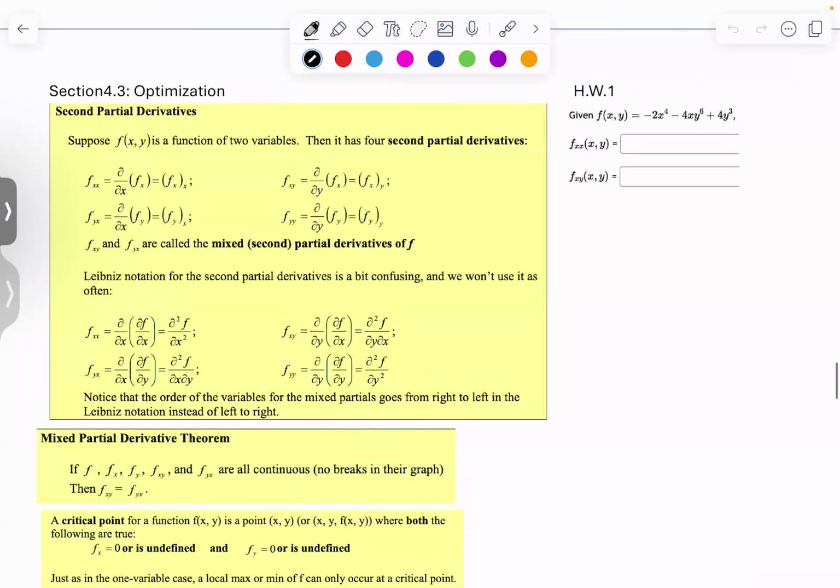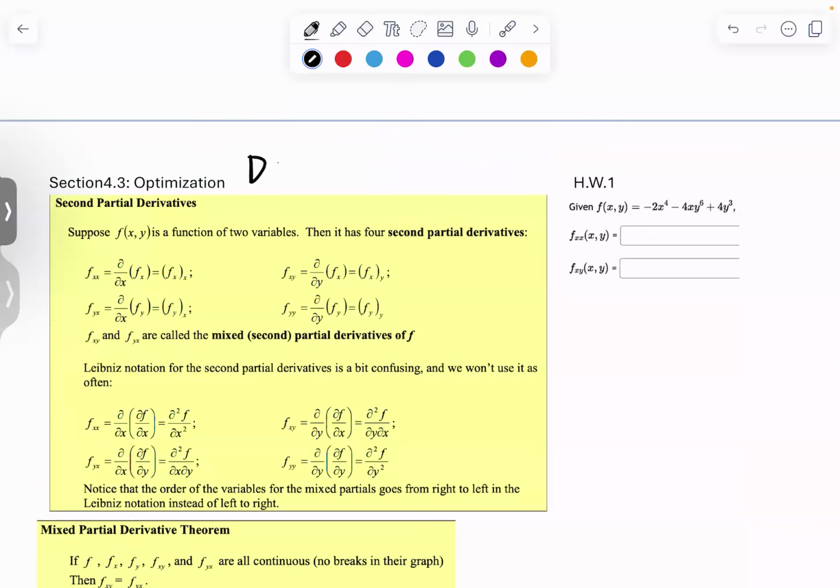One of the key things that's going to be coming up is this D once again. If D is positive, then we say one thing. If D is negative, then we say something else, and so on. We're going to push on from there.